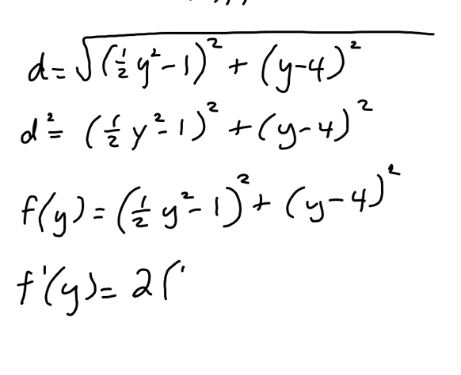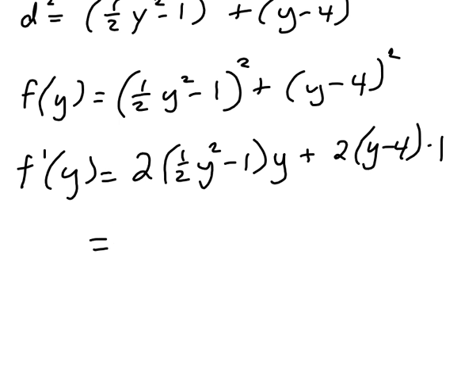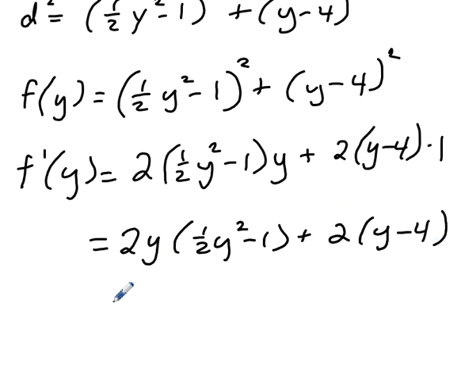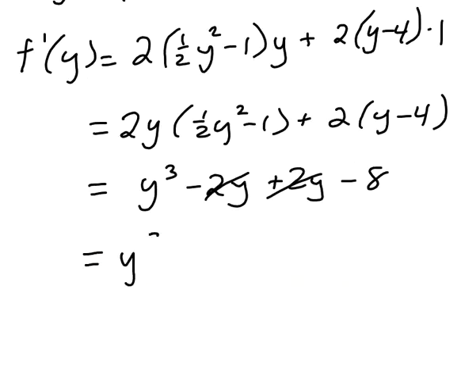I'm going to use the chain rule rather than multiply that out. I could have, though, if I wanted. 2 times the first times y, chain rule. Don't get screwed up by it. Times 1. So now I have 2y(1/2 y squared minus 1) plus that. I'm going to distribute. I get y cubed minus 2y plus 2y minus 8. These two cancel. I get y cubed minus 8.